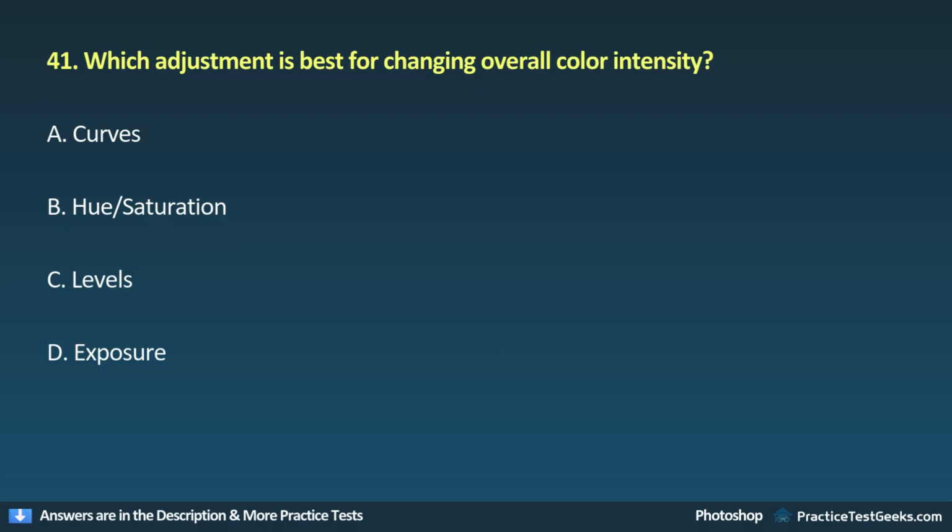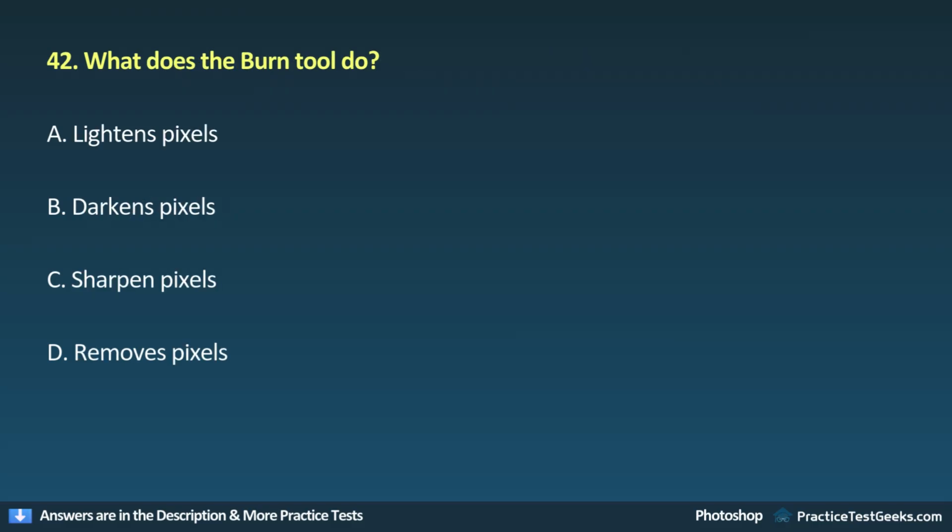A. Curves. B. Hue saturation. C. Levels. D. Exposure. 42. What does the burn tool do? A. Lightens pixels. B. Darkens pixels. C. Sharpen pixels. D. Removes pixels.